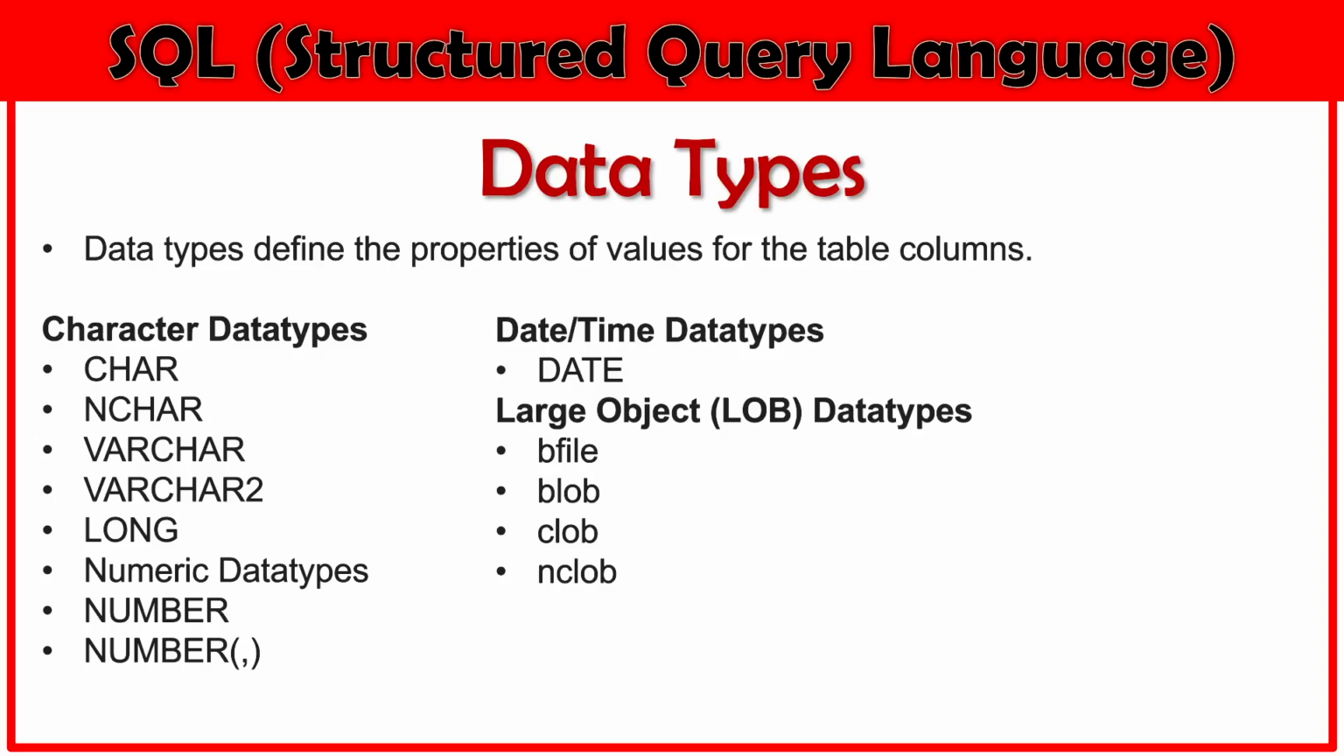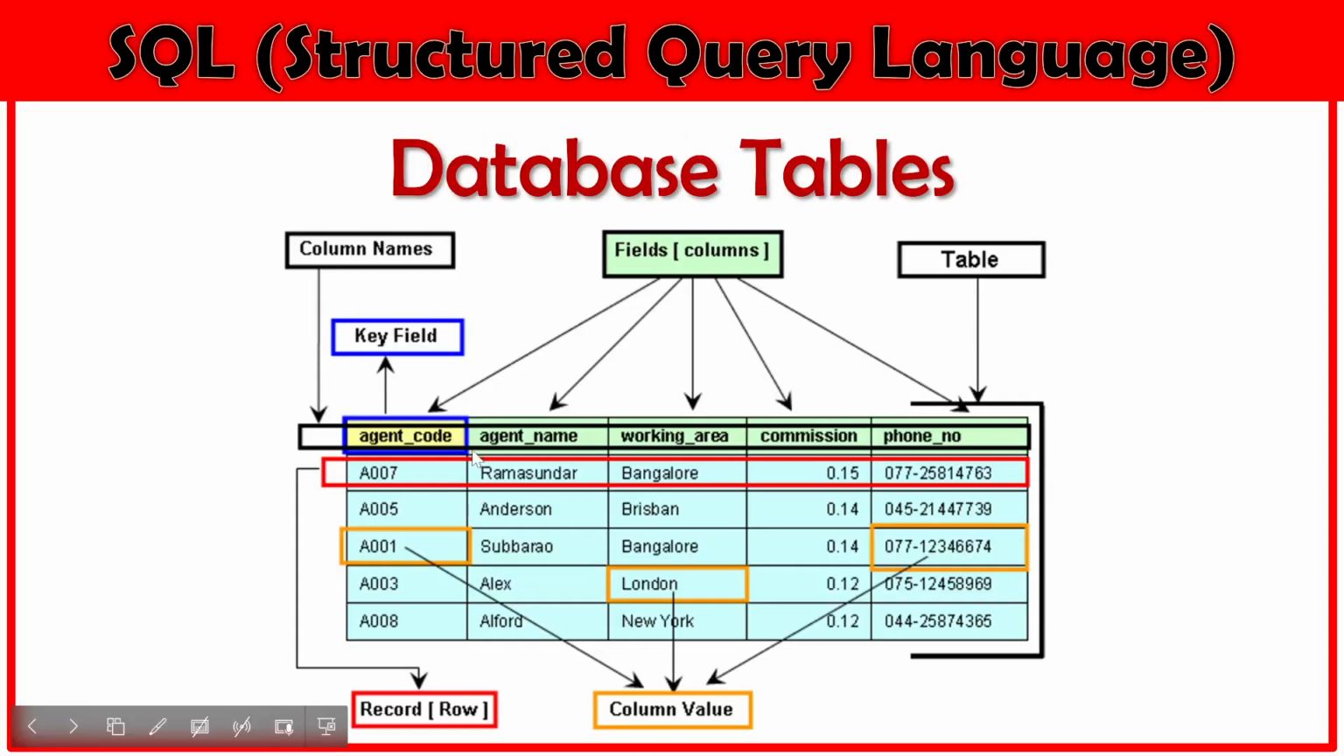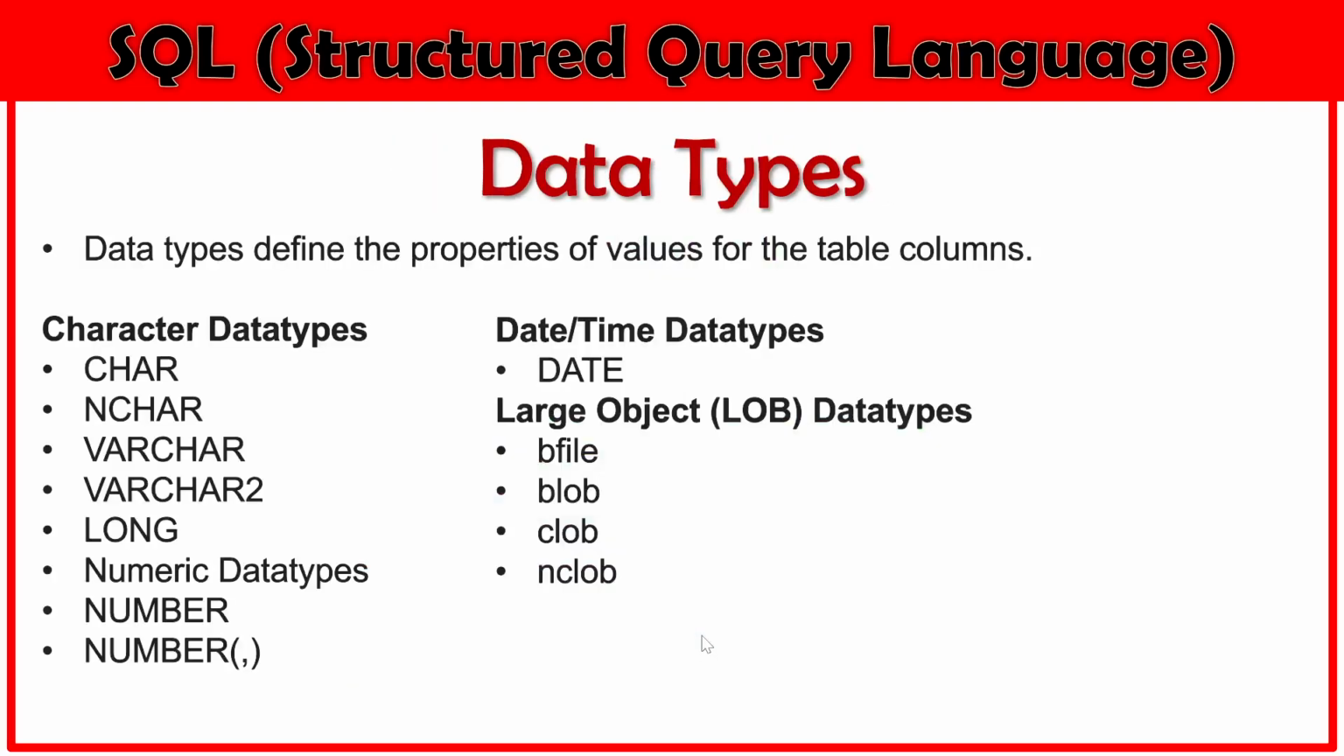And lastly we have data types. A data type defines the properties of values. When we create a table, the data type defines what kind of data we are going to store in each column. Suppose here we have a commission column. In this column we store numeric values, so the data type will be number. Here the working area holds character values, so we will use the varchar data type.